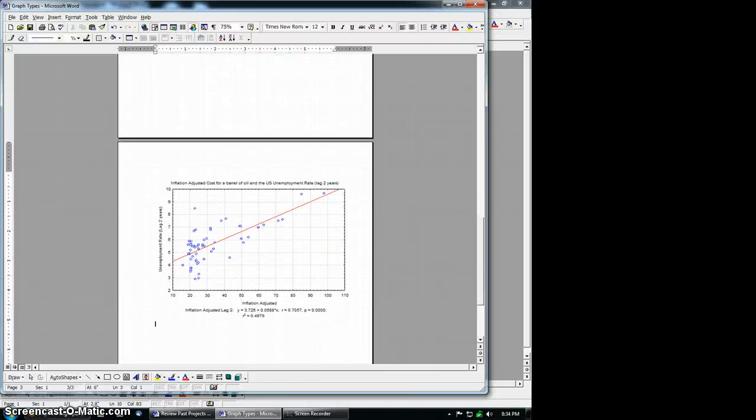And this is a scatter plot. This compares the inflation-adjusted cost of a barrel of oil with the U.S. unemployment rate 2 years later. And so we have quantitative or numeric values on the x-axis, numeric values on the y-axis, and each point represents the cost of oil and the unemployment rate 2 years later. And so you can see if there's a relationship between these two variables. The closer they are to a straight line, the stronger the relationship. Now, that's a little more information than you need right now.